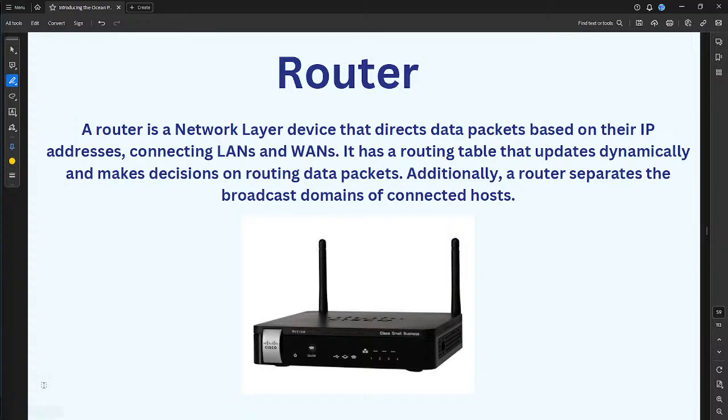Now we also have a second router. I'm very sure we are all familiar and understand what a router is.